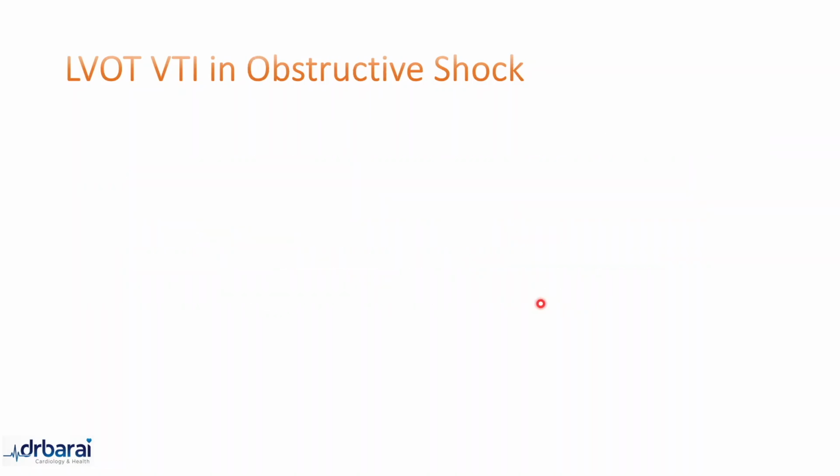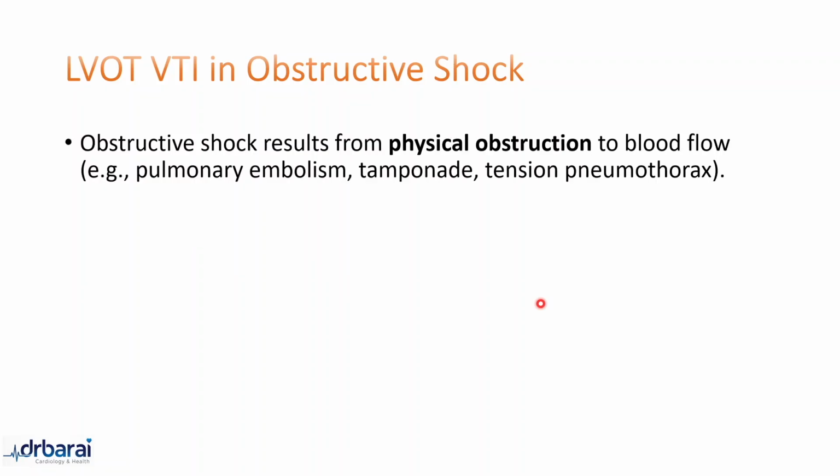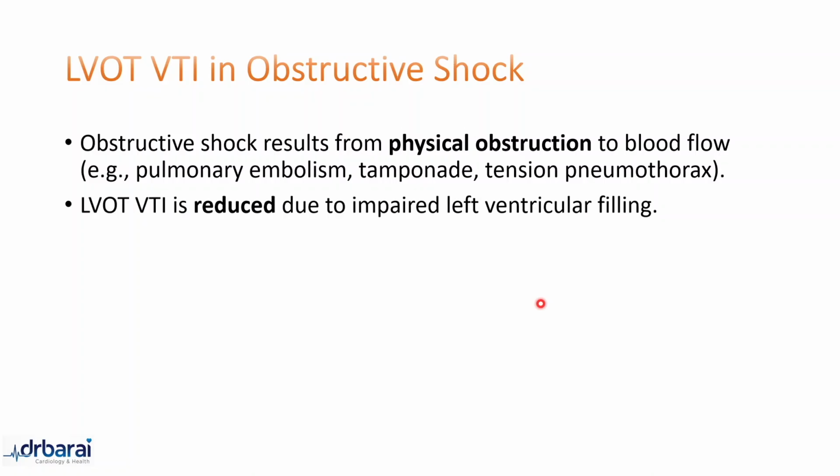The fourth type of shock is obstructive shock, when there is physical obstruction to the blood flow. A good example is a pulmonary embolism. A good example is a cardiac tamponade. A good example is a tension pneumothorax, when there is physical compression over the blood vessels, so that the heart cannot pump blood to the vital organs. Again, in this type of condition, the LVOT VTI is reduced because of the impaired left ventricular filling.